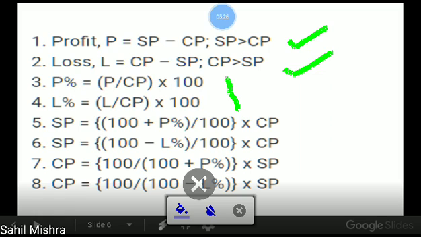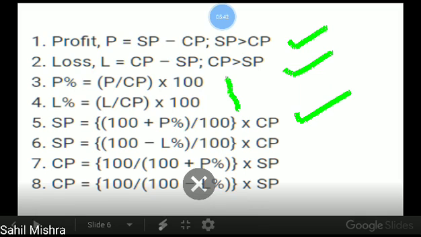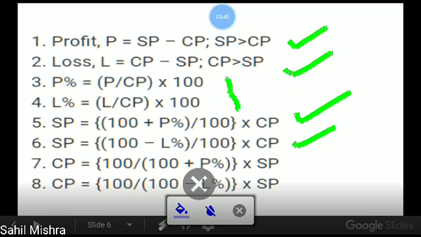Now when profit percent and CP are given, how can we find SP? The formula is: 100 plus profit percent, divided by 100, into CP. Similarly, when loss percent and CP are given, we use 100 minus loss percent, divided by 100, into CP. When profit percent and SP are given, we use 100 upon 100 plus profit percent, into SP. Similarly, when loss percent and SP are given, we can find CP by 100 upon 100 minus loss percent, into SP.